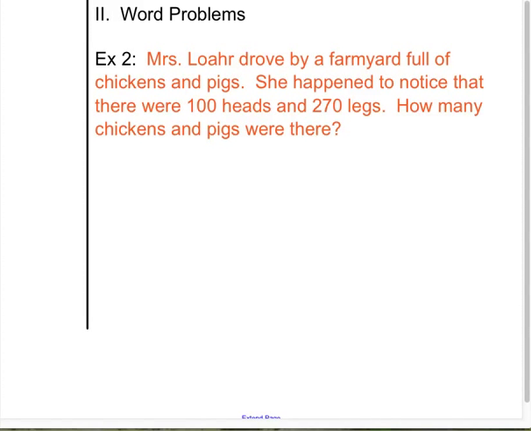So remembering the steps from the substitution video, we need to assign our variables. You have to let me know what your x and your y represent. So I'm going to say my x represents chickens, and my y represents pigs.